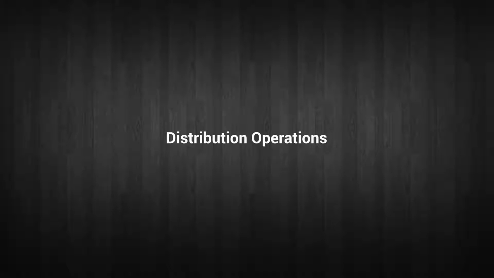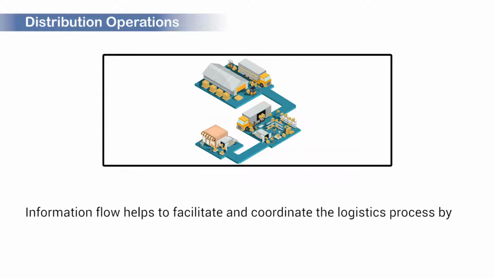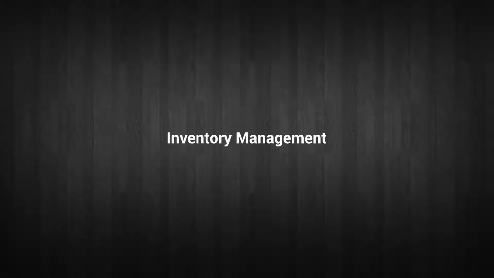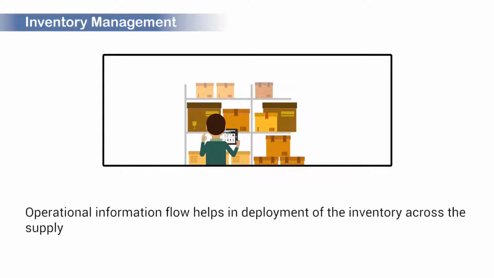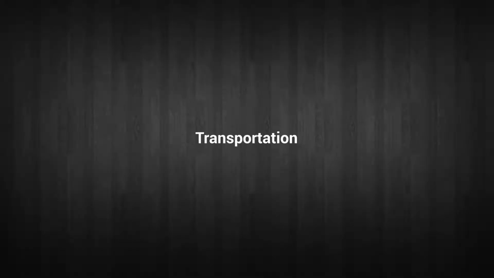Distribution operations. Information flow helps to facilitate and coordinate the logistics process by providing the product assortments to the distribution channel to meet the customer requirements. This helps in improving the efficiency of the logistics system. Inventory management. Operational information flow helps in deployment of the inventory across the supply chain to satisfy the planned requirements of the logistics process.